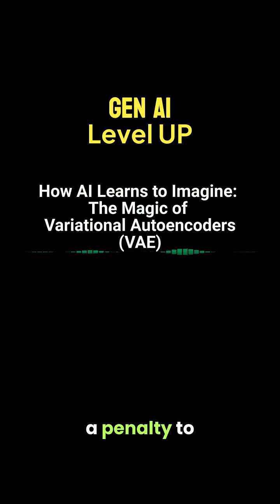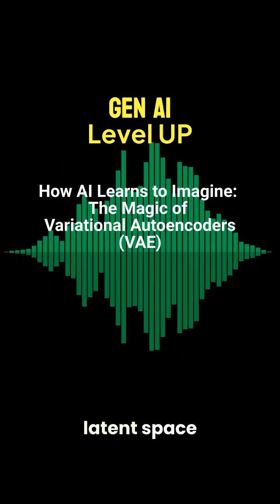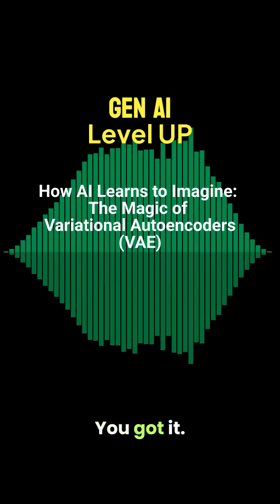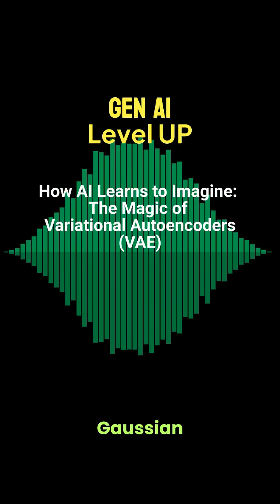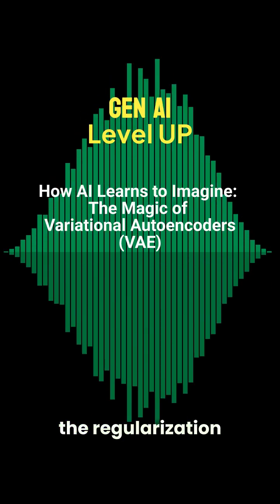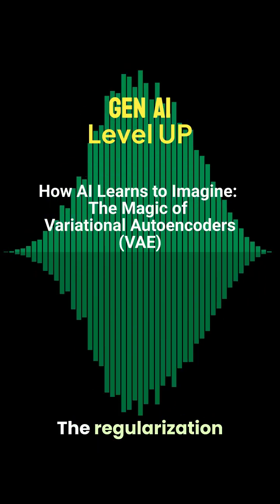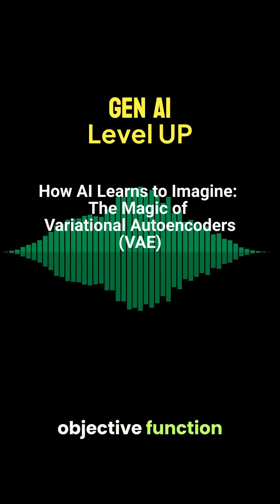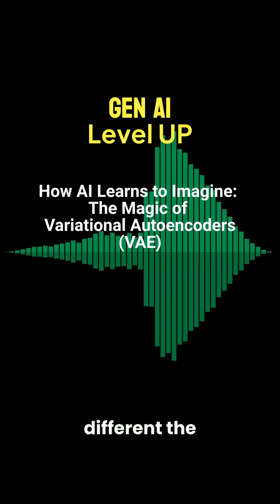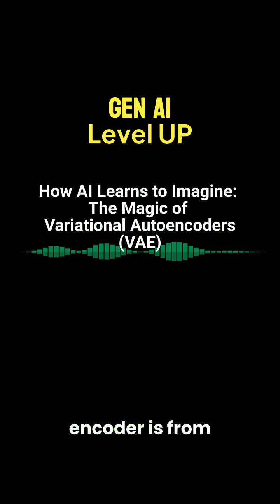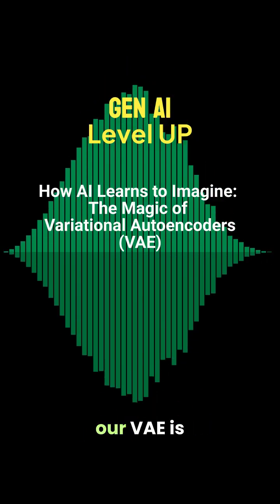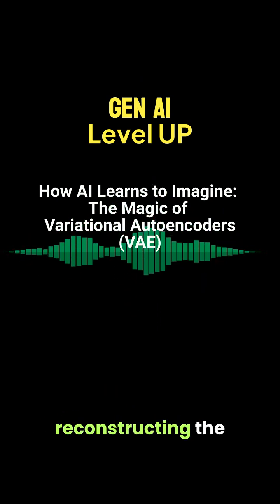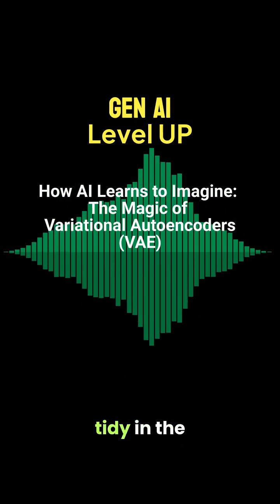So it's adding a penalty to the VAE's objective function if the latent space gets too messy and disorganized. You got it. And remember how we talked about the VAE encouraging the distribution in the latent space to resemble that standard Gaussian distribution, that nice bell curve? Yeah, that was the regularization objective. Well, that's exactly where it comes in. The regularization term in a VAE's objective function is basically measuring how different the distribution learned by the encoder is from that simple, well-behaved Gaussian. It's like a scorecard that tells us how well our VAE is balancing between accurately reconstructing the data and keeping things tidy in the latent space.